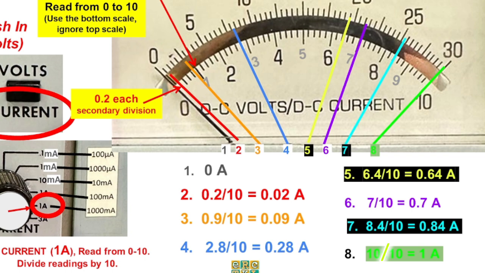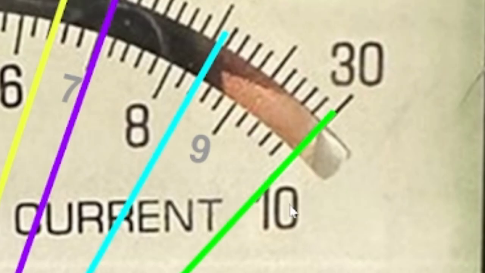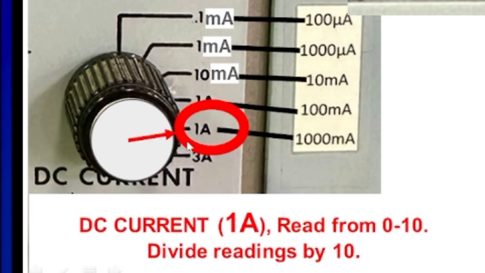Now let's summarize that one. Again, if you selected the 1A or 1 ampere here, what will you do? You will read from 0 to 10 at the bottom, and you have to divide your answer by 10. How will you know if you will multiply or divide? Just look at the limit. If the limit is 10, how will it become 1? We have to divide 10 by 10. That's why we divide by 10.